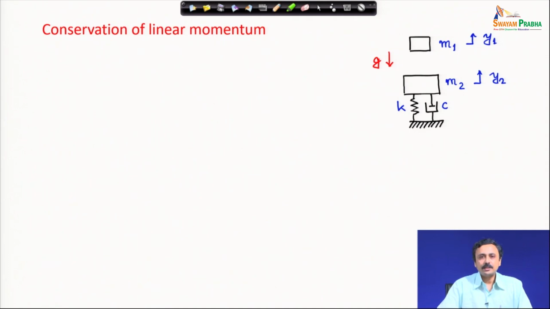Let us try to understand this thing with this example of a mass falling on top of a mass spring dashpot system in a uniform gravitational field. The mass m1 has been dropped from some height. I am measuring the coordinates all positive upwards, y1 is for m1 and y2 is for m2. Let us write down the equations of motion.